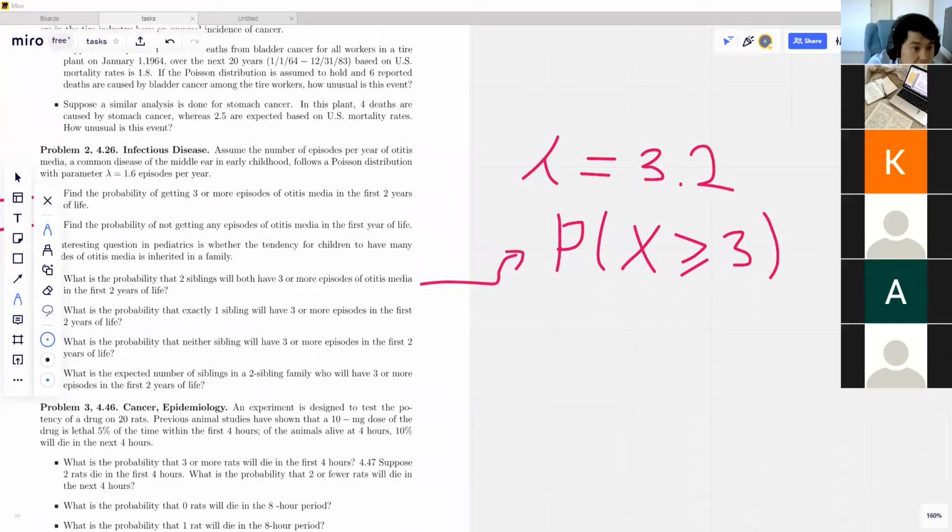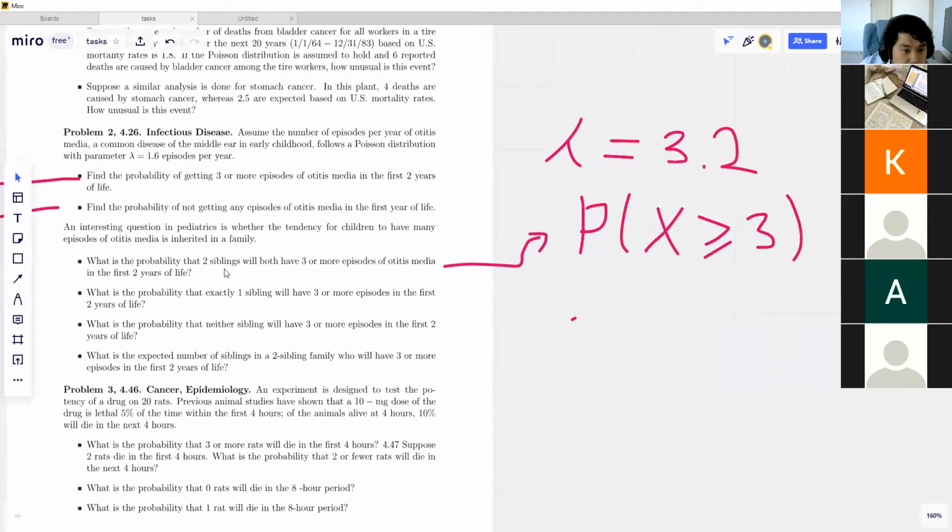So this is equal to 1 minus Poisson, rate is 3.2 and cumulative is true. All right. 62%.